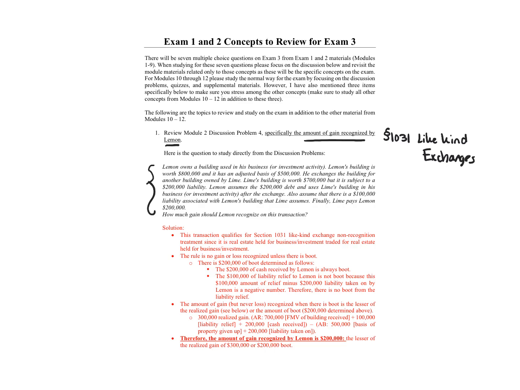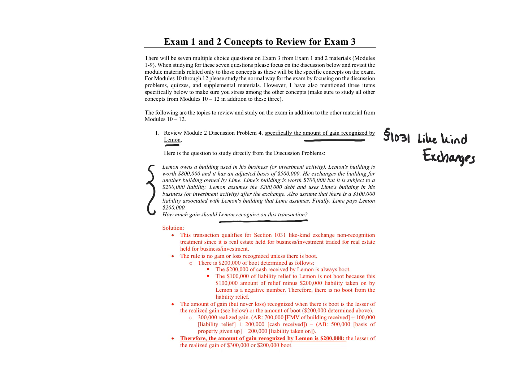Here it is. We have Lemon and Lime. Lemon owns a building used in his business or investment activity. Makes no difference. Lemon's building is worth $800,000 and it has an adjusted basis of $500,000. He exchanges the building for another building owned by Lime. Lime's building is worth $700,000 but is subject to a $200,000 liability. Lemon assumes a $200,000 debt and uses Lime's building in his business after the exchange. Also assume that there's a $100,000 liability associated with Lemon's building that Lime assumes. Finally, Lime pays Lemon $200,000 cash. How much gain would Lemon recognize?